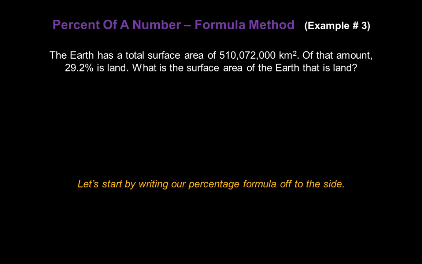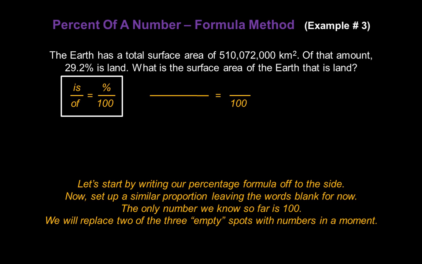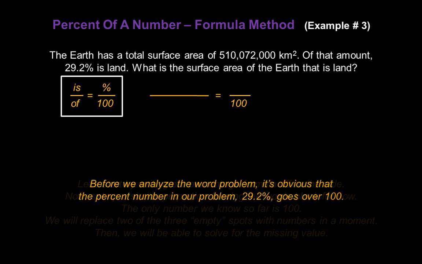Let's start by writing our percentage formula off to the side. It'll be useful in this problem. We'll write is over of equals percent over 100. Now set up a similar proportion, leaving the words blank for now. So once again, two ratios equal to each other. Again, the only number we know so far is 100 in the denominator of our second ratio. We'll replace two of these three empty spots with numbers in just a moment. Then we'll be able to solve by cross-multiplying for our missing value.